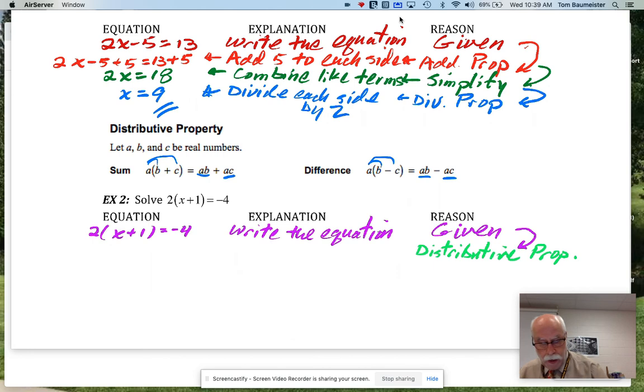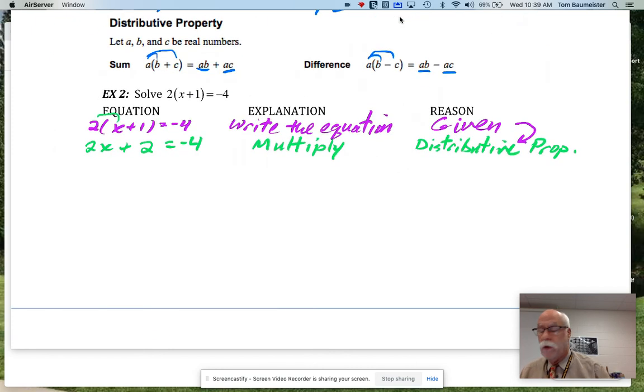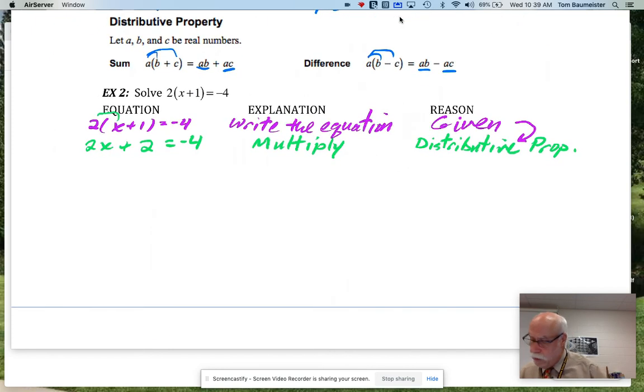All right. And what does that mean? We're going to multiply through the equation. And when we do that, again, we know that 2 times x plus 2 times 1 is 2. And that is going to equal negative 4. So we just did the distributive property. We're going to just go ahead and keep doing the same thing.